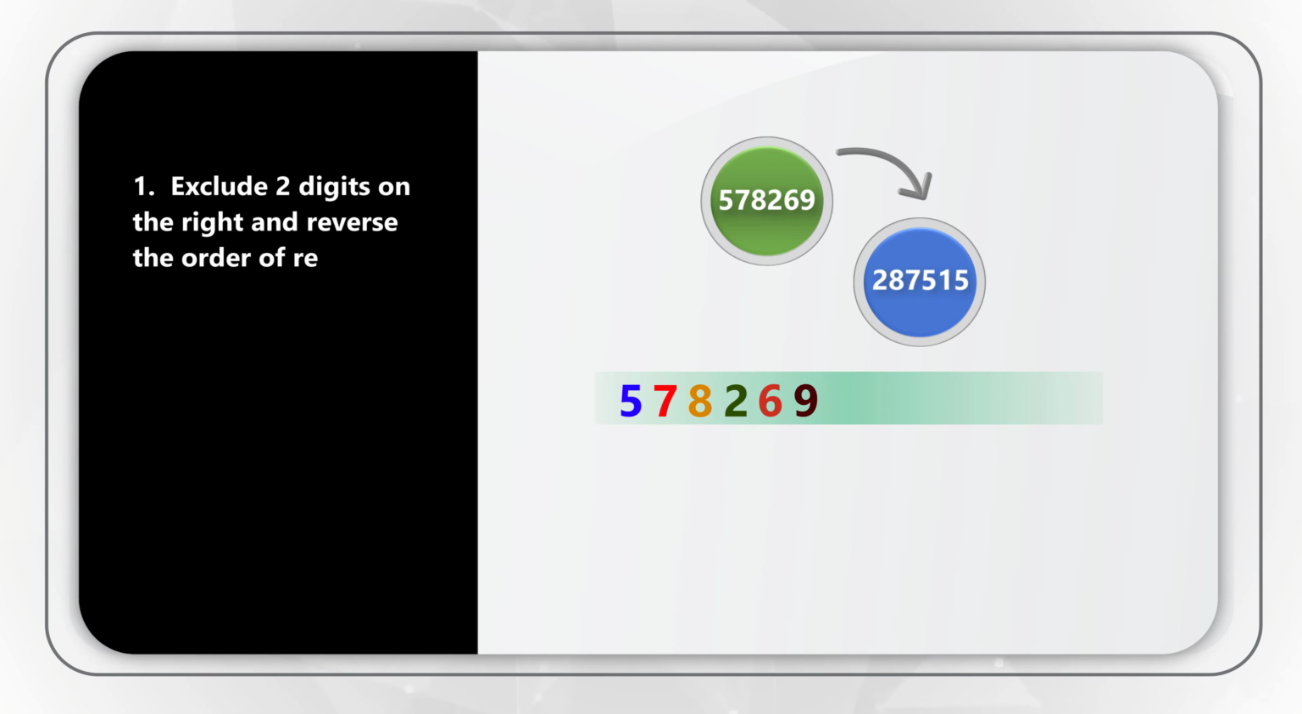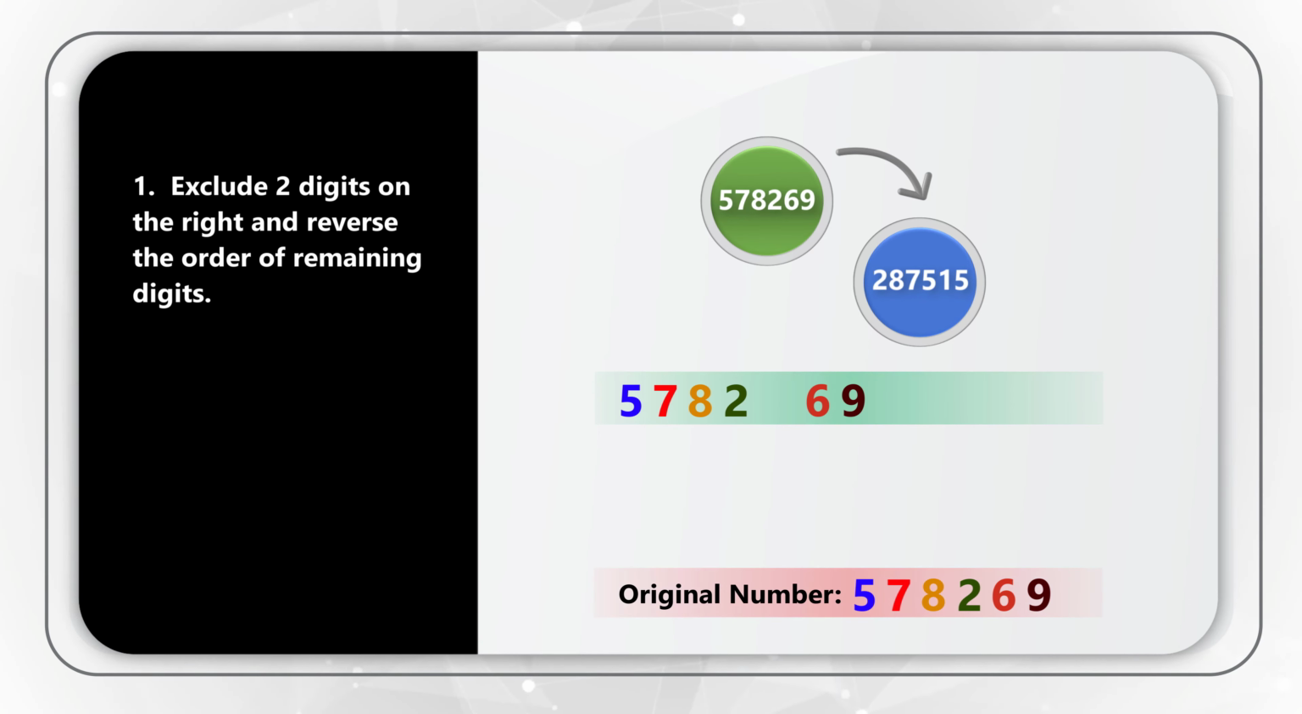Step 1. We need to exclude 2 digits on the right and reverse the order of the remaining digits. For example, the original number is 5782 and then 2 digits 69. We separate 69 and then reverse the order, and the number becomes 2875, and then we do the remaining calculations with the numbers 6 and 9. And the calculations are very simple.